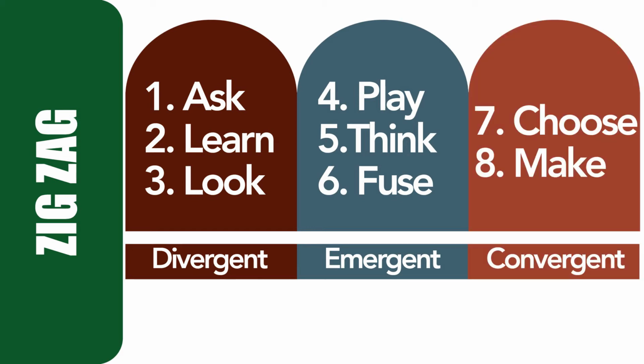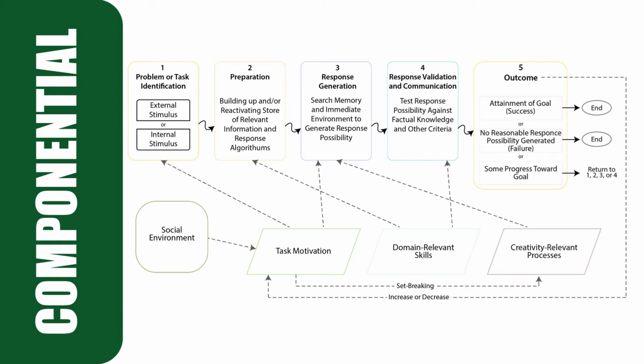And his last 2, choose and make, are part of the convergent process. Choose, select the best ideas, applying relevant criteria, and make, externalize the idea using materials and representation. To express how long the creativity process has had some structure, I'm going to bring you back to the Componential Theory of Creativity framework by Teresa Amabile. She originally developed this model in the early 80s.